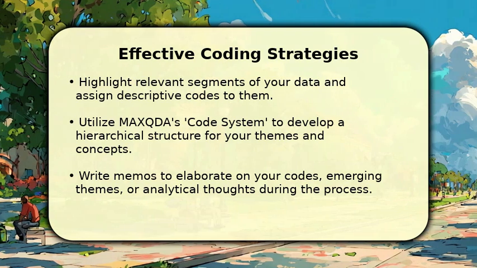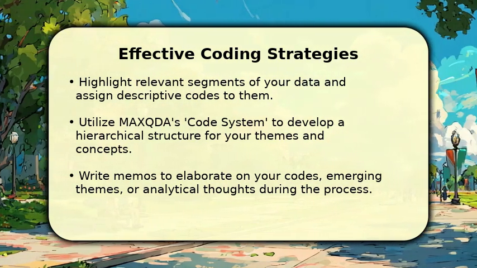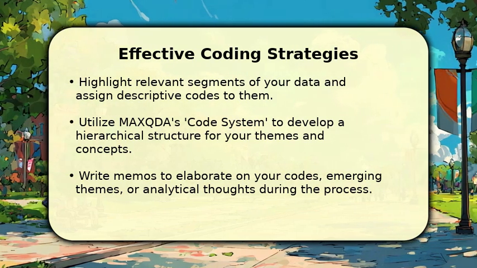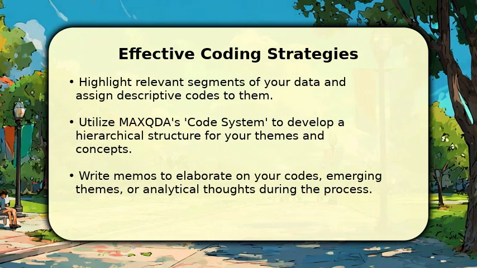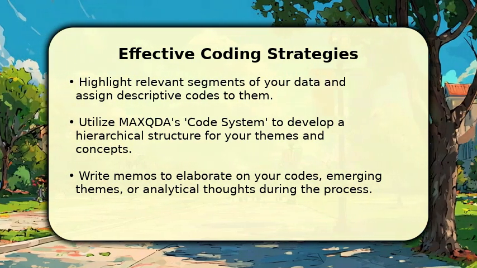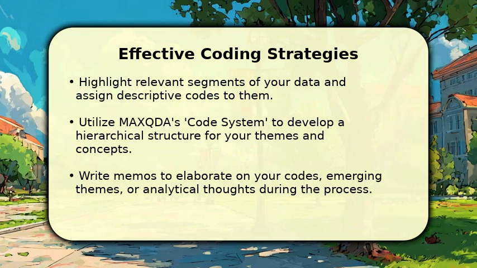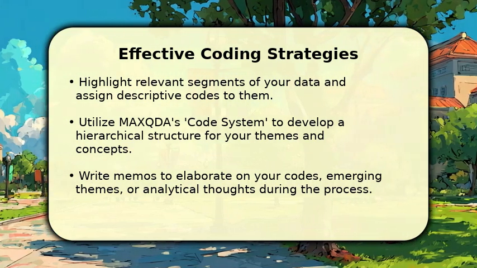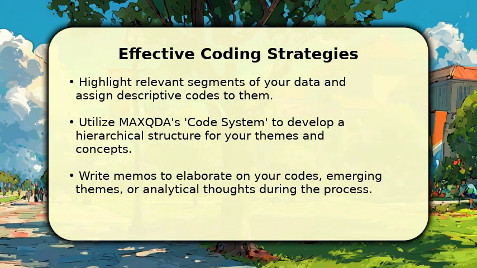Coding is the core of qualitative analysis, and MAXQDA makes it straightforward. Select a passage in your document, right-click, and assign a new or existing code from your code system. You can drag and drop segments onto codes, too. Remember to use memos frequently. These small notes help you capture your thoughts and interpretations directly linked to specific codes or documents. Developing a robust coding structure will reveal patterns and connections across your data.